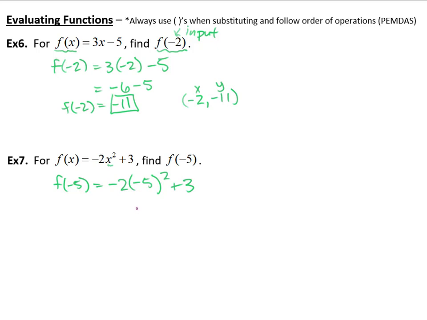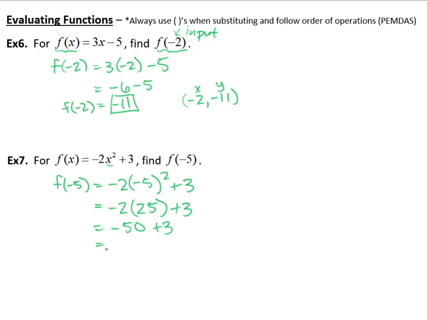So now order of operations is a little more difficult. I can't simplify inside parentheses, but we have an exponent we need to evaluate first. Negative 5 times negative 5, times itself twice, is positive 25. Okay, multiplying is our next one before we add. Negative 2 times 25 is negative 50.